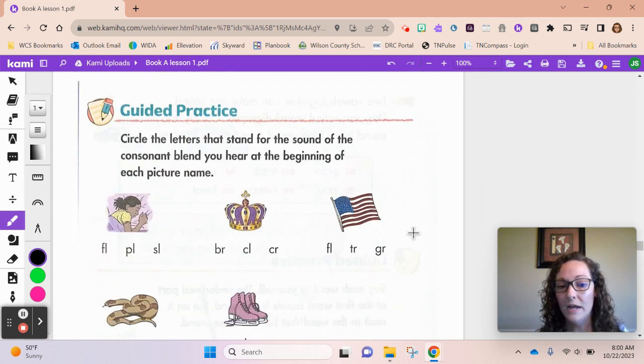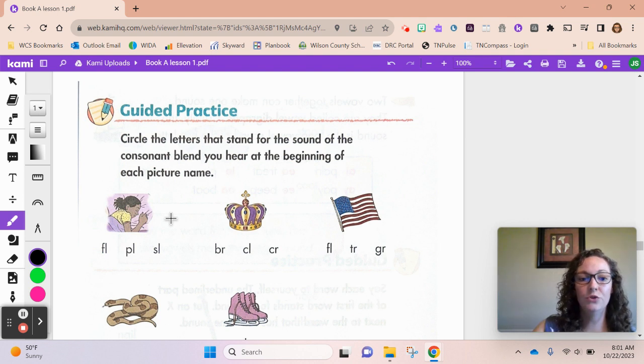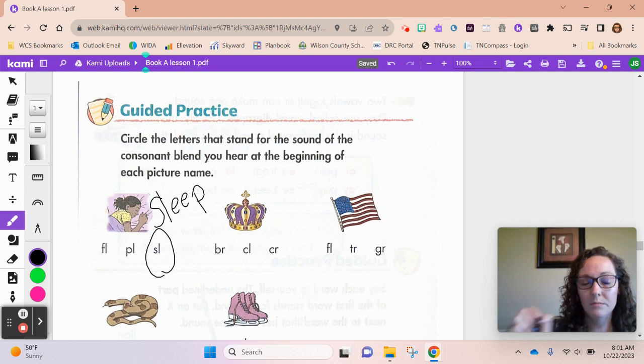So here's our guided practice. Circle the letters that stand for the sound of the consonant blend you hear at the beginning of each picture name. So this first picture, it is sleep, sl, sl. You should choose SL. And that is spelled, please write this, SLEEP, sleep.